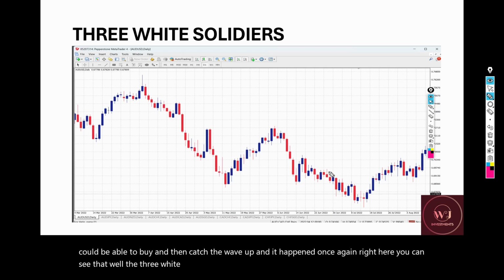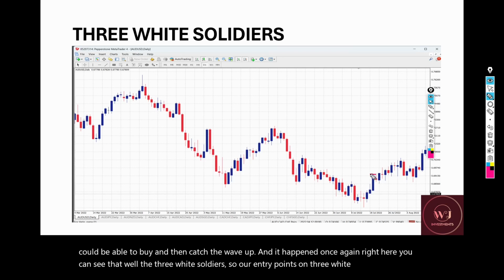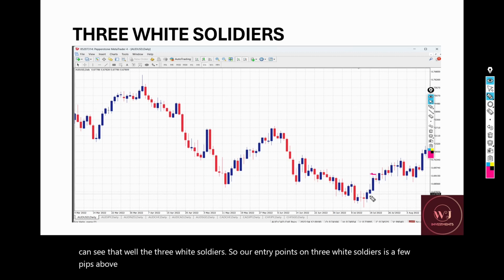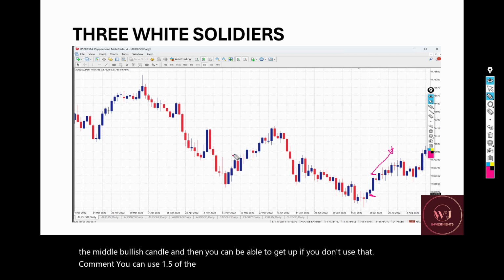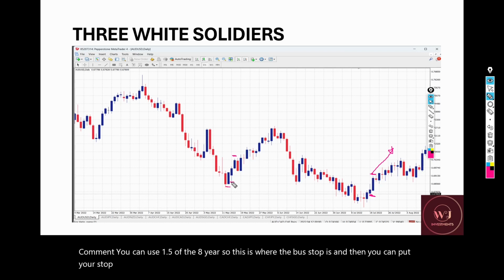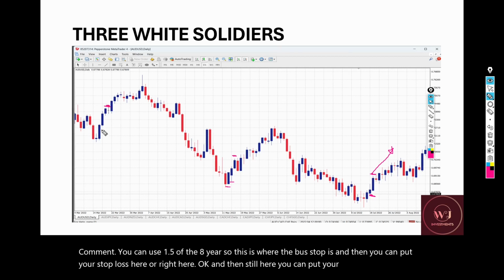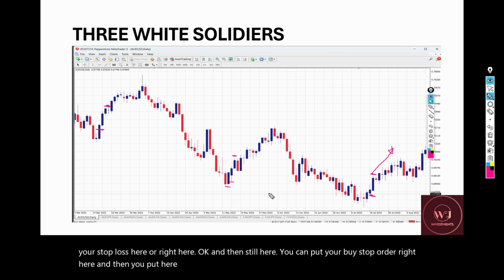So our entry point on 3 white soldiers is a few pips above the third candle, and then the stop loss should be at least below the lower wick of the middle bullish candle, and then you can get a wave up. If you don't use that format, you can use 1.5 of the ATR. So this is where the buy stop is, and then you can put your stop loss here or right here. Okay, and then still here you can put your buy stop order right here, and then you put your stop loss here. Once again, we don't enter at market price. We use limit orders to leverage on their benefits.